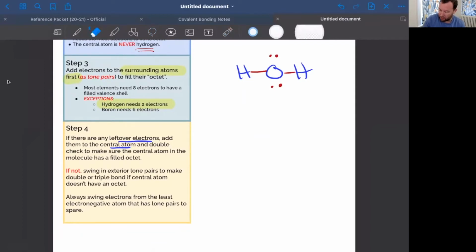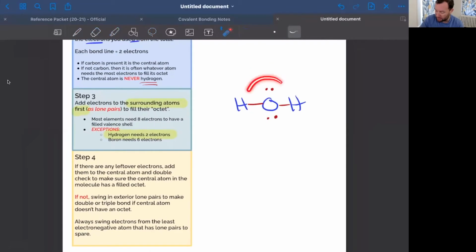Okay. And then I'm going to check. After I add them to the central atom, I need to double check to make sure that the central atom has a filled octet. And if I look inside that circle, I see 2 electrons in the bonds, 2 electrons for each lone pair. So that's 8 total electrons. It's good. I'm done. So this is the Lewis structure for water. And you've probably seen this structure many times in biology. It's an oxygen single bonded to hydrogens with 2 lone pairs. Yep, done. Let's move on to the next one.